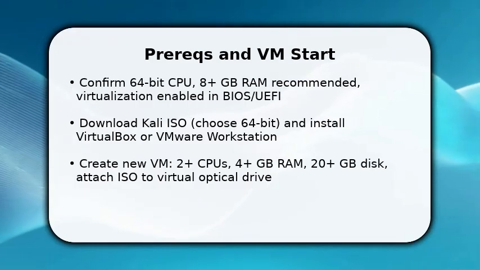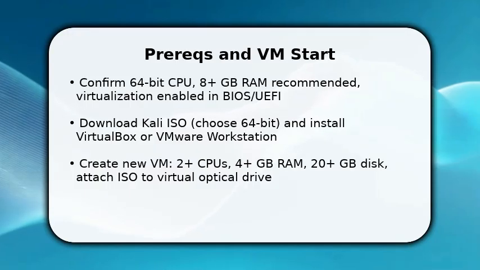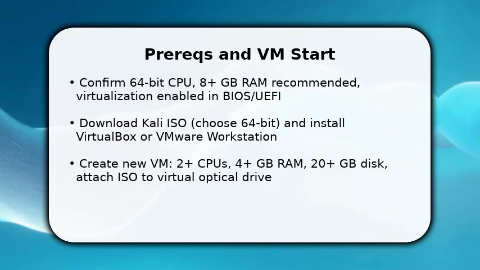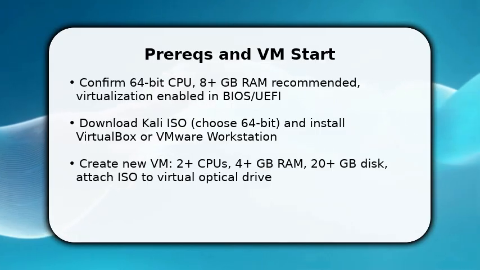You'll begin by ensuring your machine supports virtualization and has enough resources. Enable VTX/AMDV in BIOS if needed. Next, download the Kali Linux 64-bit ISO and install your virtualization app, VirtualBox or VMware. Once installed, create a new virtual machine.